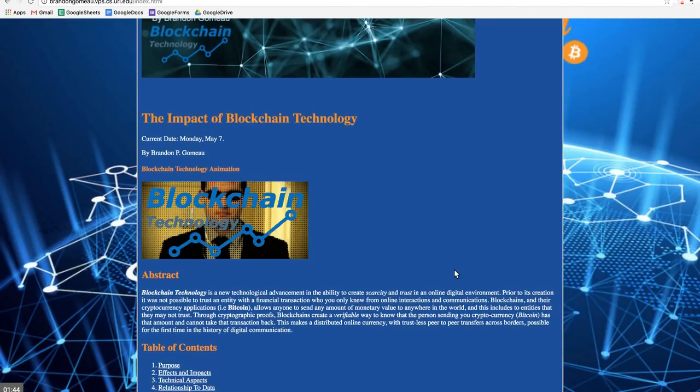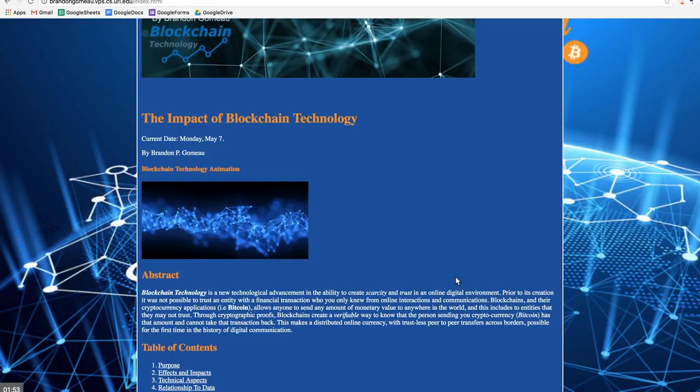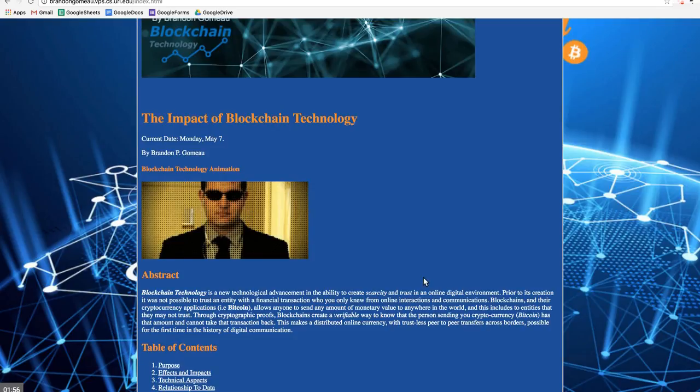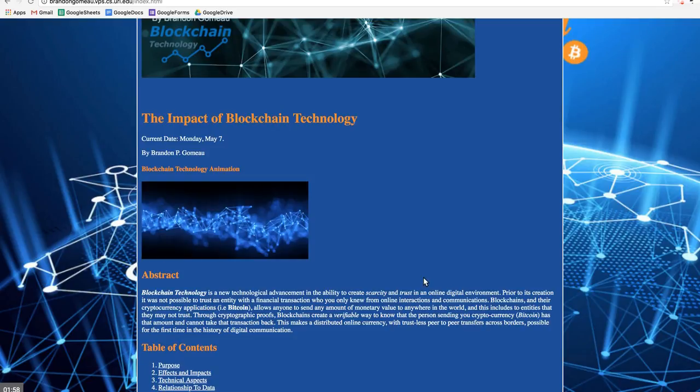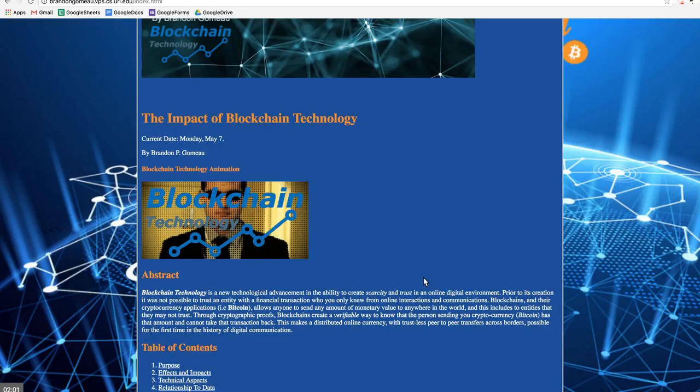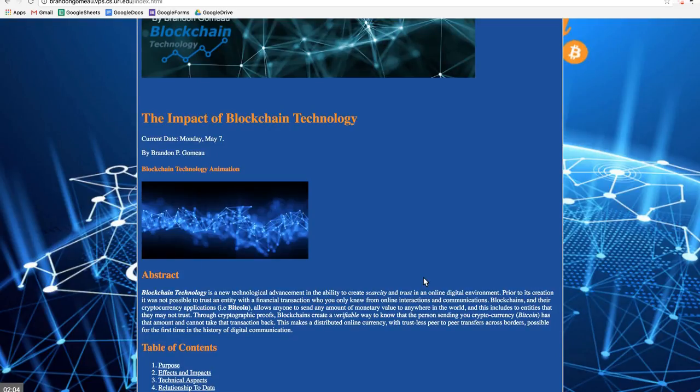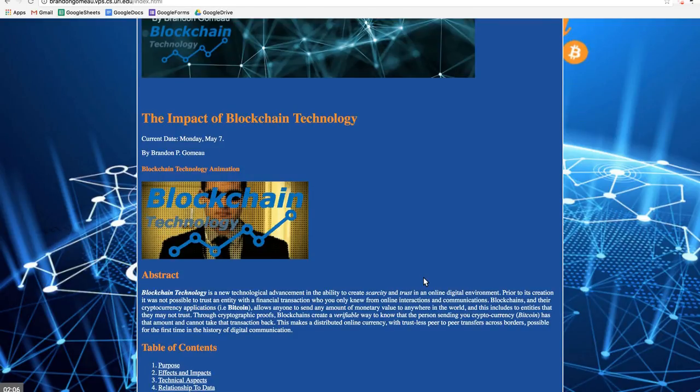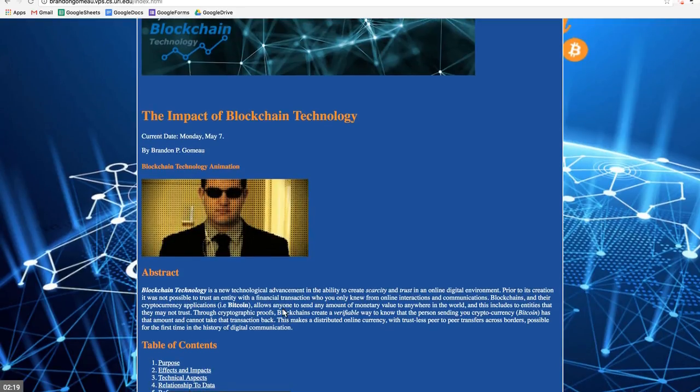So to start out, blockchain technology is a new technological advancement in the ability to create scarcity and trust in an online digital environment. This is a distributed ledger technology that underlies cryptocurrencies like Bitcoin and others. It provides a way to record and transfer data that is transparent, safe, auditable, and resistant to outages. And it can also make organizations that use it transparent, democratic, decentralized, and efficient, and also much more secure. Now I'm going to take you on a tour of my website.